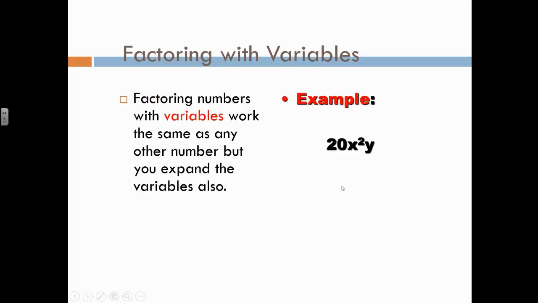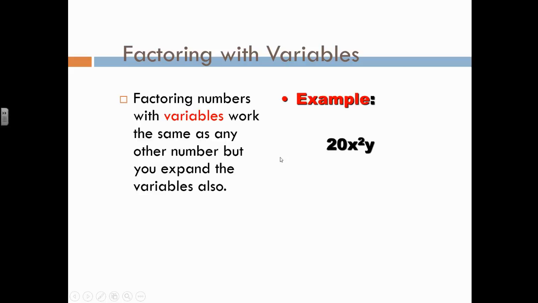But what if, since we are in pre-algebra and everything is becoming algebraic in nature, what if I have an algebraic monomial? That is a one-termed algebraic expression that has some variables in it, right? So if you want to highlight this, factoring numbers with variables works the same way as any other number, but we're going to expand the variables also. We're going to consider them to be prime factors. I don't know what x is. I don't know what y is. So the only factors I can conclude that divide x and y are simply one in itself. So I'm going to consider those to be prime as well.